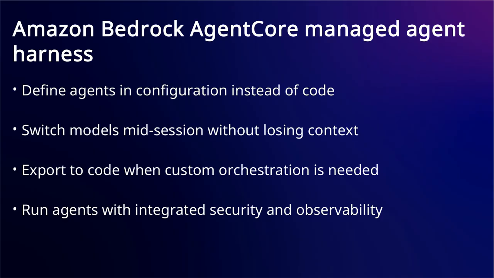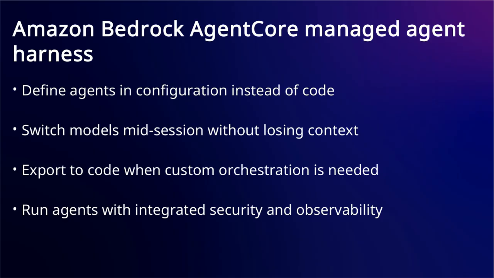You define your agent and configuration by specifying the model, tools, skills, and instructions, and AgentCore assembles and runs the orchestration loop. Your agent runs in minutes in an isolated environment with file system access, memory across sessions, and web browsing. You can switch between models mid-session without losing context or modifying agent logic. The harness integrates with platform-level security policies, identity management, and observability, so every agent action is governed and traced.